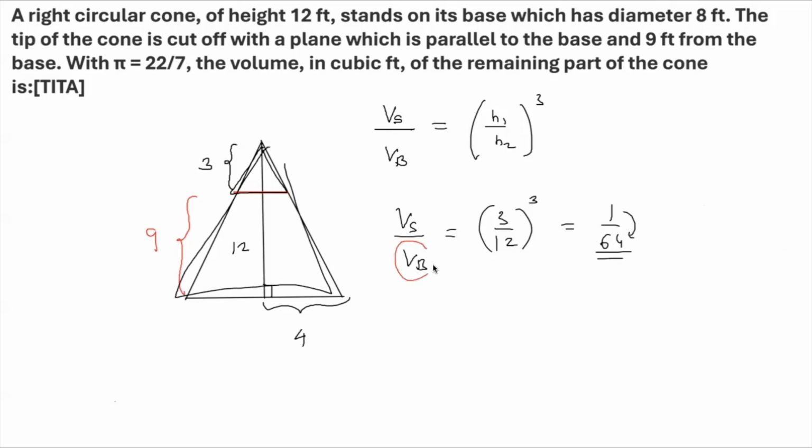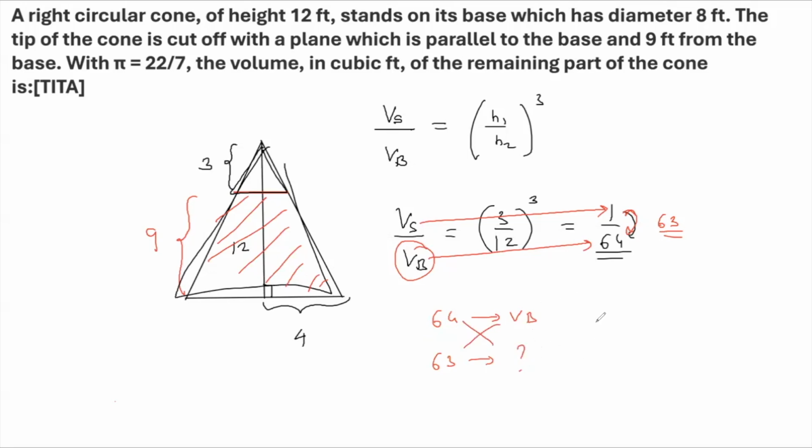So the bigger cone's volume corresponds to 64. Smaller cone's volume corresponds to 1. The difference, 64 minus 1, corresponds to 63. It is the volume of the remaining portion that is required, right? So basically, 64 is the volume of the big cone and 63 is the volume that you require. What you are requiring actually is 63 by 64 times the volume of the big cone.